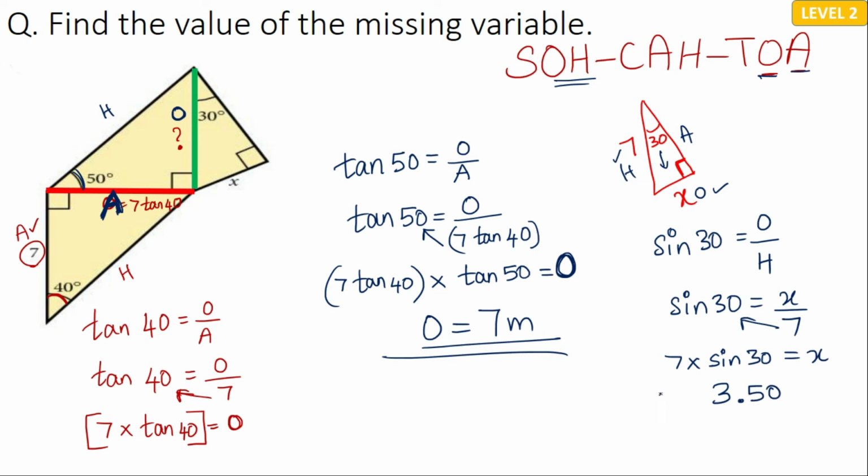3.50 to 3 SF. So this is the value for x. X is equal to 3.50 meters.